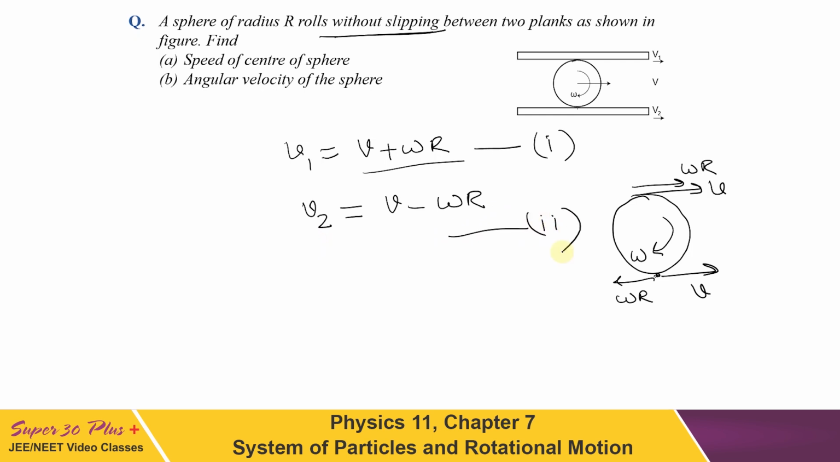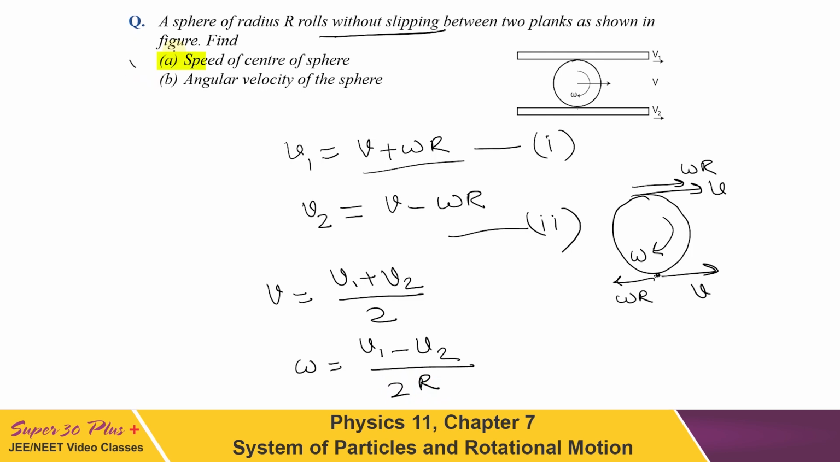On solving these two equations, we will get v equal to (v1 plus v2) by 2 and omega equal to (v1 minus v2) by 2r. So with this, we got speed of center of sphere as well as angular velocity of the sphere. Do remember, only one thing you have to keep in mind, that if it is pure rolling, relative velocity of contact point should be 0. So just write the velocity of Planck and then write the velocity of contact point for the rolling object. Equate these two values and you will get your result.